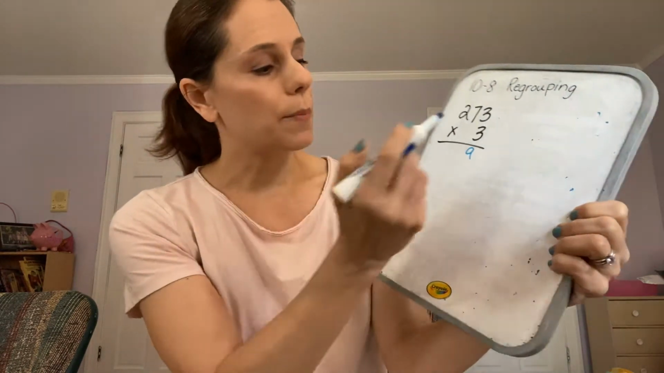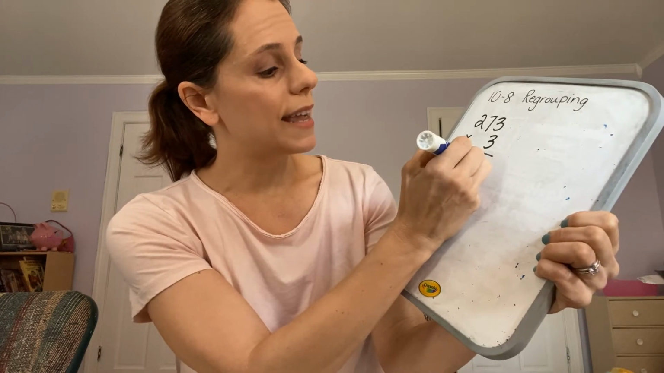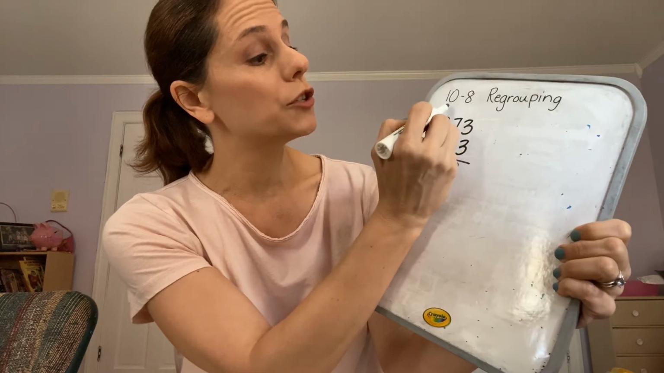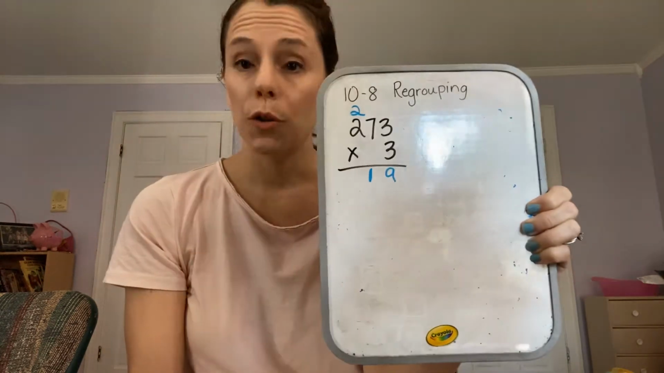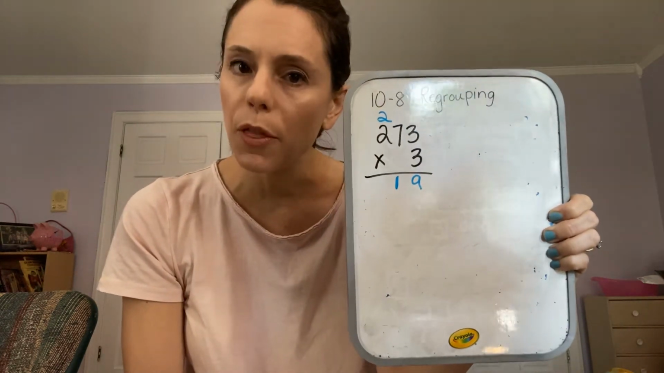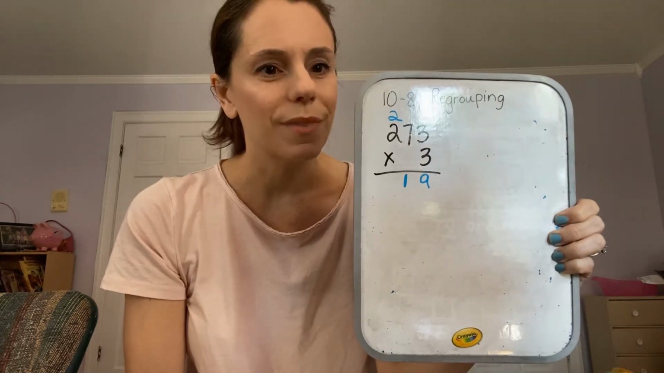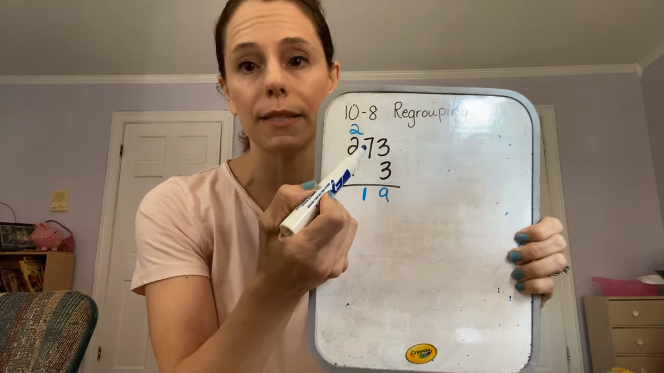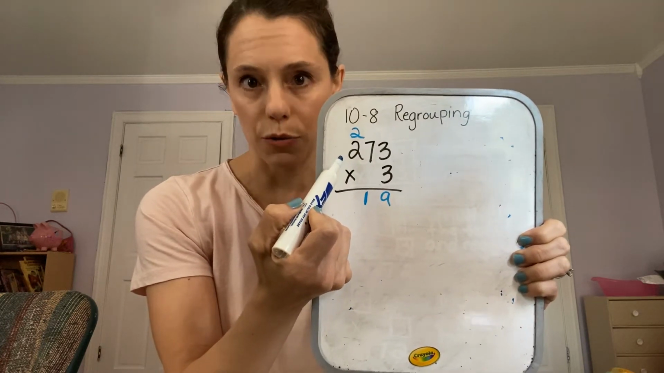So you've got to put the 1 down in the tens place. Then you have to regroup a 2. You might regroup a 2. You might regroup a 3. That's okay. It's whatever the answer is. Now, so we didn't regroup at the tens place. We had to regroup to the hundreds place.